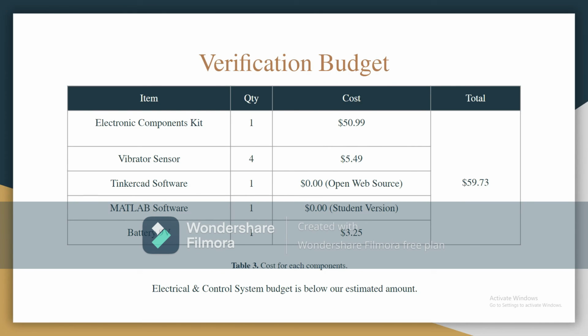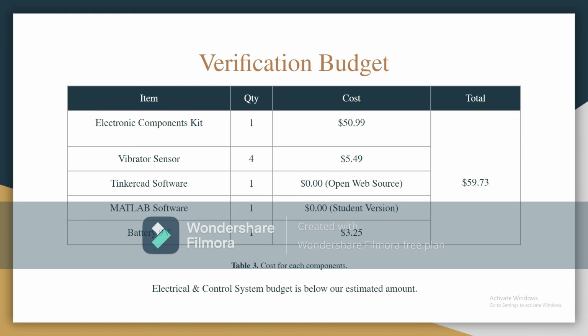Now moving to the verification budget, we have the first item, which is an electronic component kit, which contains the Arduino and all the stuff with the breadboard, everything included. We only needed 4 vibrating motor sensors, which were 549. I'm sorry, the electrical component kit was 1599.